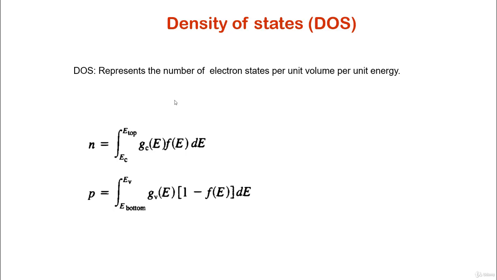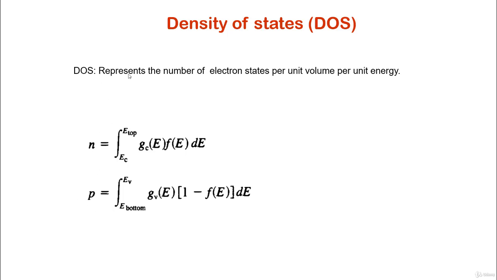Calculation of density of states, abbreviated DOS, is one of the important issues in finding the electronic properties of materials. Many important material quantities and properties, such as electron or hole density, are calculated by using DOS. For example, these two formulas are used to calculate electron and hole density.